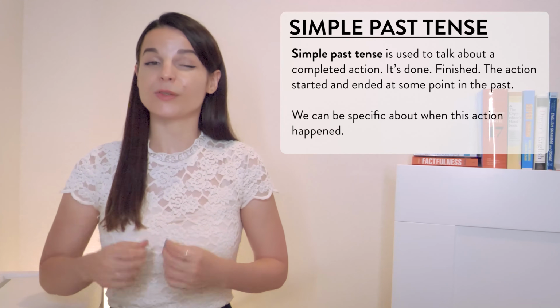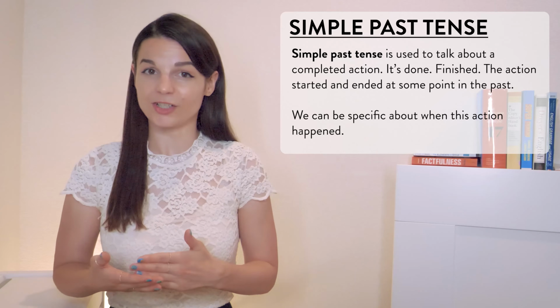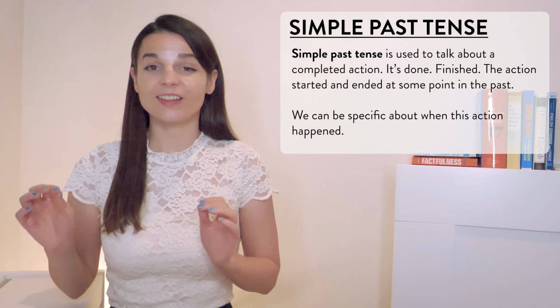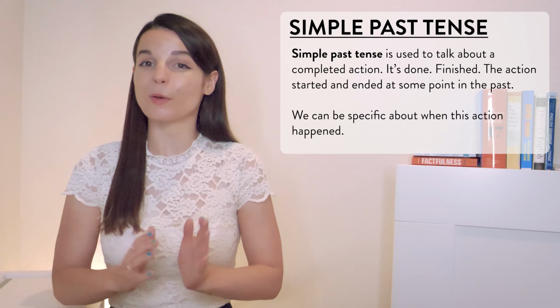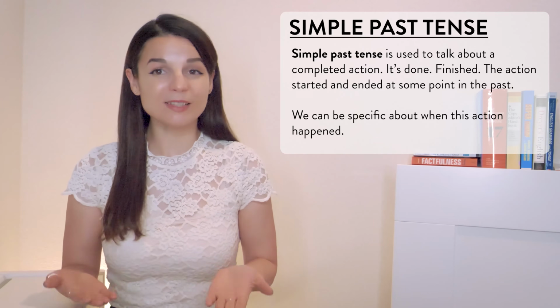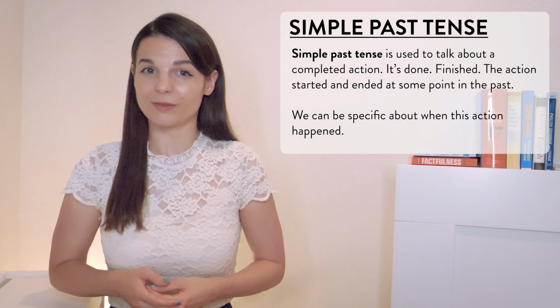This mistake happens when a writer doesn't apply past tense and past perfect tense correctly. Before we look at the example sentence, let's quickly refresh ourselves about simple past and past perfect tenses. We looked at this at the beginning of the video. Past tense is used to talk about a completed action. It's done, it's finished. The action started and ended at some point in the past.